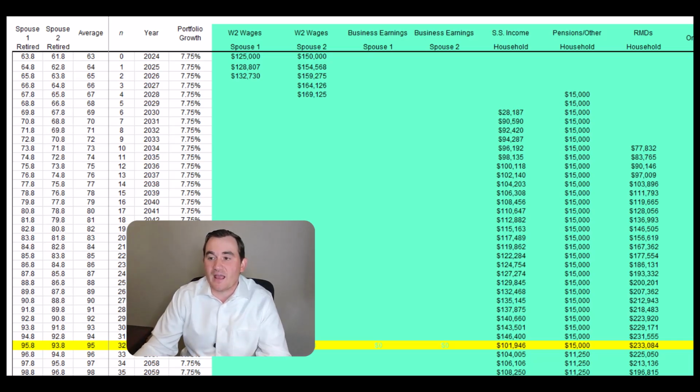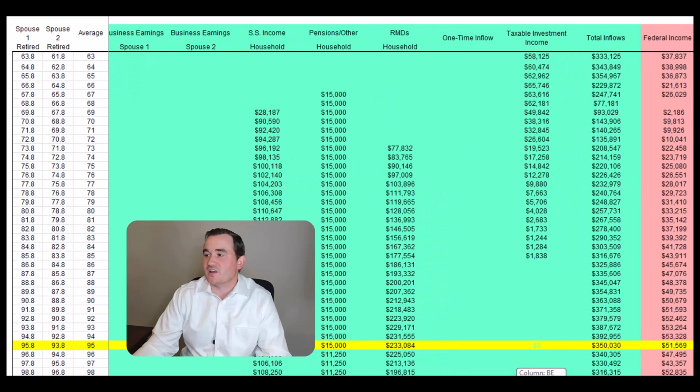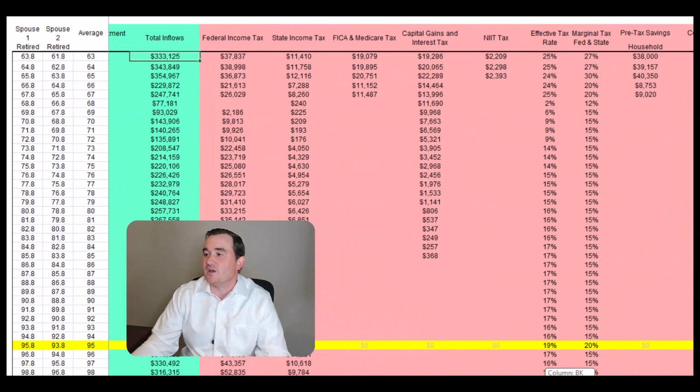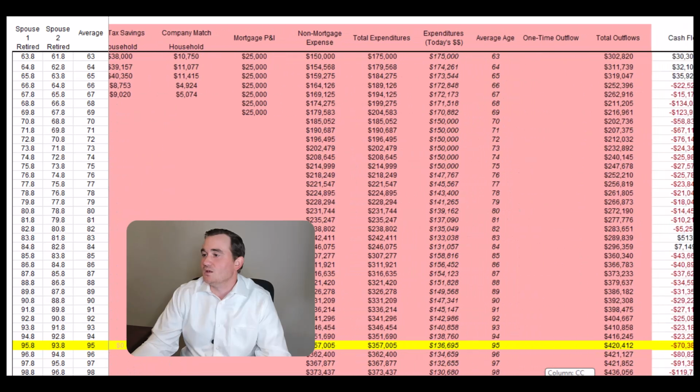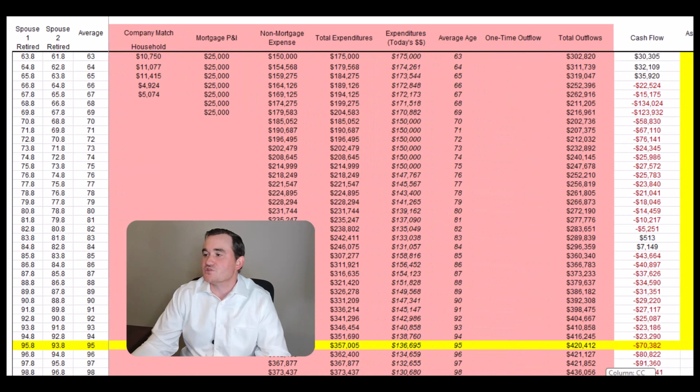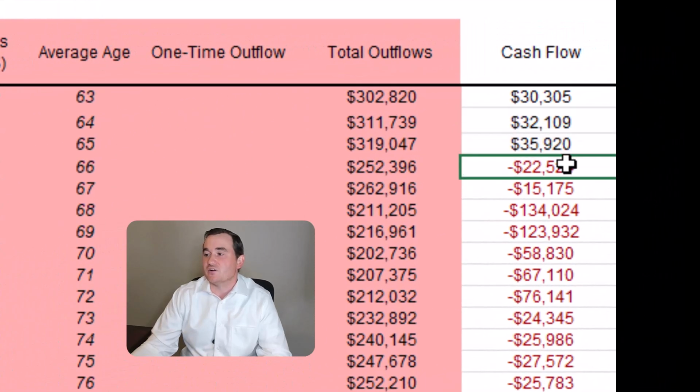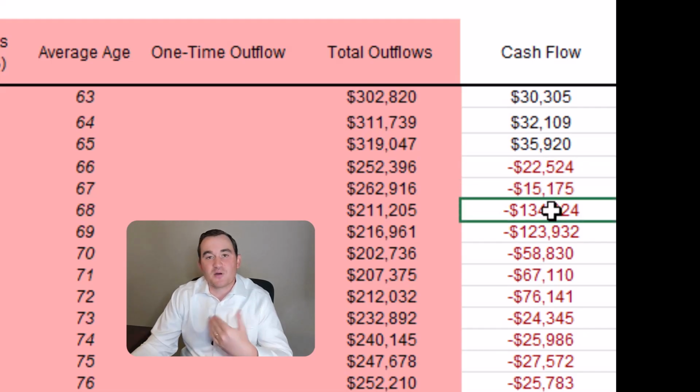Just to give you some background on how this model works, as we go down, the couple is getting older. As you can see, spouse one retires in 3 years, spouse two retires in 5 years. So they have 333 grand in total coming in through the household from inflows, including investment portfolio returns. Then they pay all their taxes, and they have 302,000 in outflows. So their inflows are greater than their outflows until the first spouse retires. Their cash flow goes slightly negative once the first spouse retires, and then finally the second spouse retires in year 6. Their cash flow goes negative significantly.